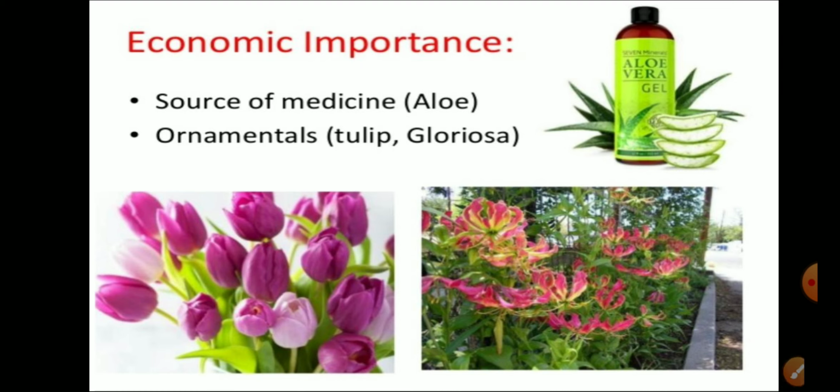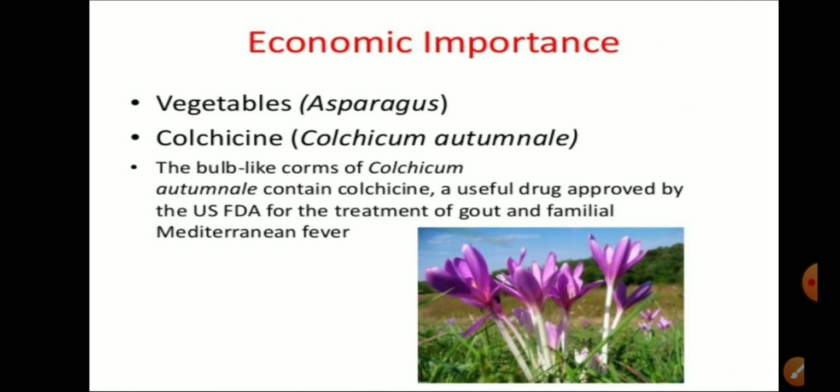Economic importance: it includes aloe vera, and ornamental includes tulip, gloriosa. Medicinal value, aloe vera also has medicinal value. Another economic importance is vegetables. The vegetable is asparagus, and colchicine, that is the bulb-like corms of Colchicum contain colchicine, a useful drug approved by US FDA for the treatment of gout and familial fevers.